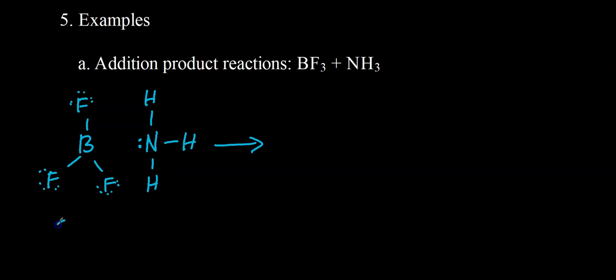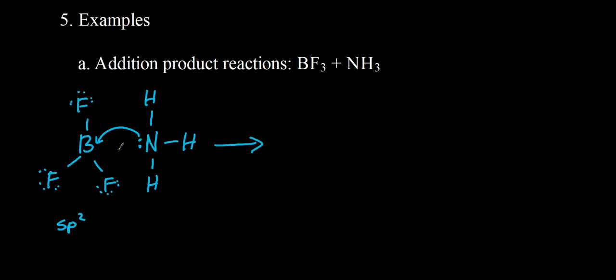Hybridization is sp2. That means it has one unhybridized p orbital in its valence shell, an empty orbital that it can use to accept a pair of electrons. In fact, when you mix these chemicals together, a lone pair of electrons on the nitrogen in the ammonia molecule is donated to the boron. And that pair of electrons is actually used to make a covalent bond between the boron and the nitrogen.